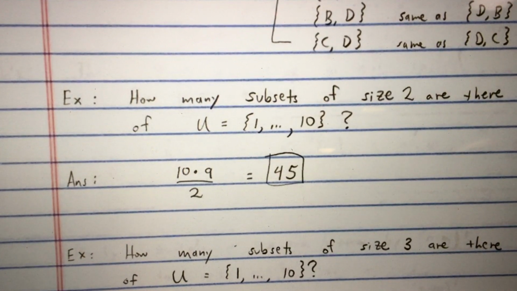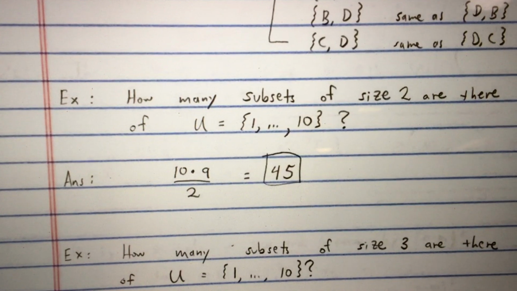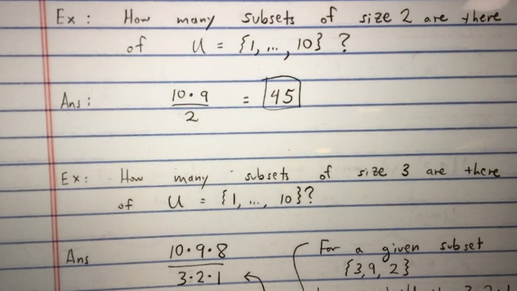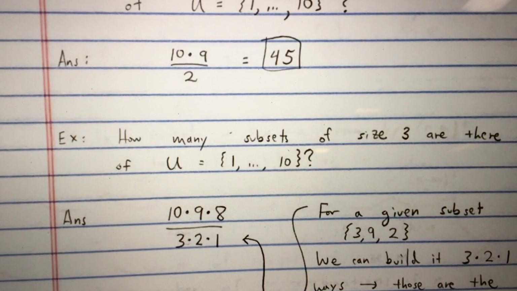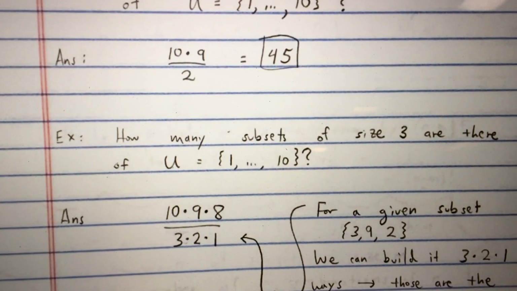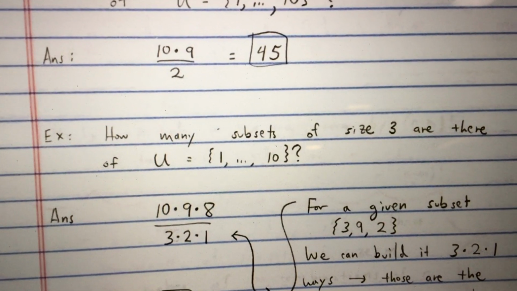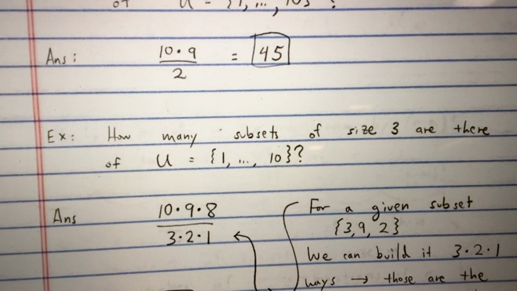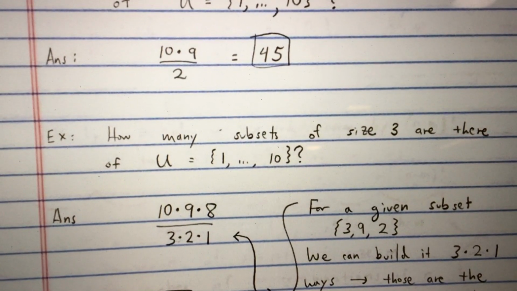All right, so far we've always divided by 2. So here's an example where we divide by something a little different. How many subsets of size 3 are there out of that same universe, 1 through 10? We're picking a subset of size 3. Again, let's construct it by picking the first item, second item, third item. That'll give us 10 times 9 times 8. Now, the number of ways of picking any given subset.